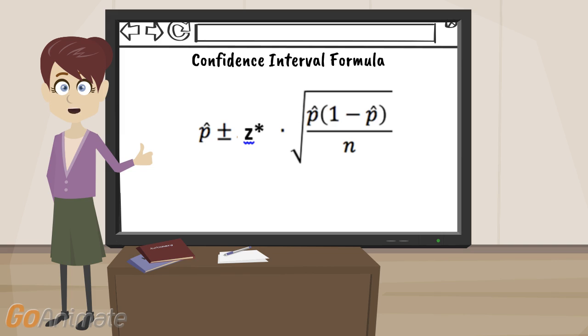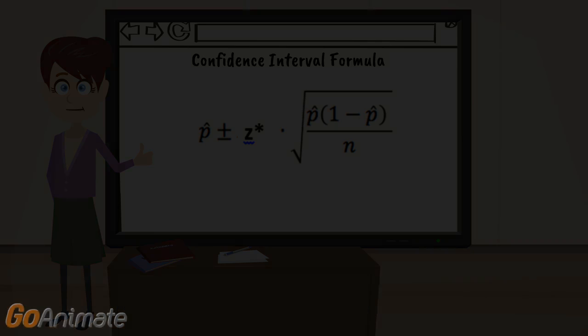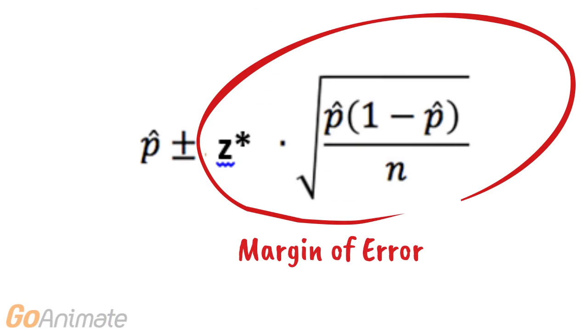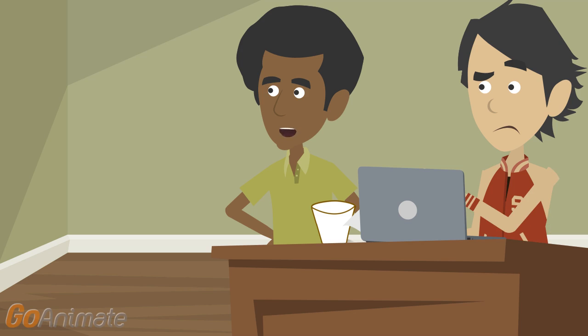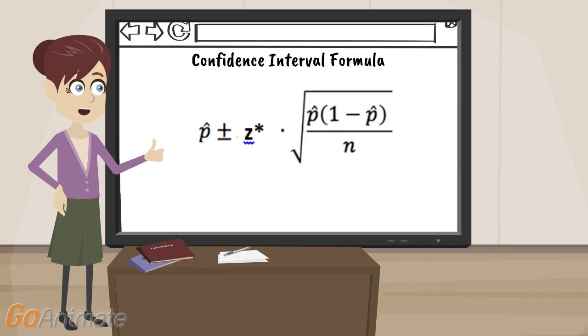Yes. Good observation. The critical value and standard deviation together make up the margin of error. The margin of error accounts for the variability of your samples. So the larger our sample size is, the smaller the standard deviation is going to be. Which means the margin of error will also be smaller. That's great that you are seeing that, James. The size of the margin of error has an impact on the confidence interval.